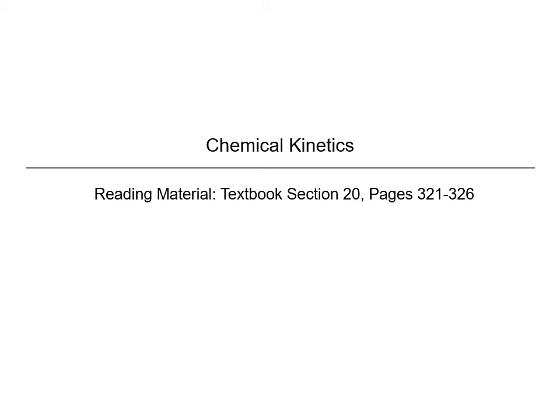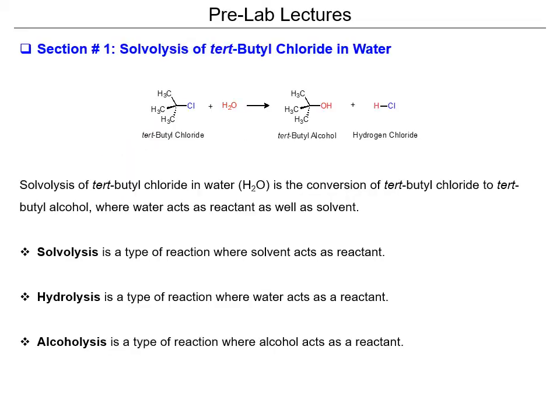In this lecture, we'll be discussing chemical kinetics, which is basically the rate of the reaction. And in this case, we'll be determining this rate by using a technique called titration. So if you remember last lecture, we were discussing the reaction of tert-butyl alcohol with hydrochloric acid to form tert-butyl chloride. This is actually a reversible reaction because chlorine is actually a leaving group as well.